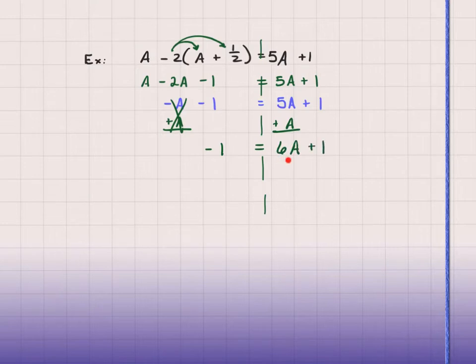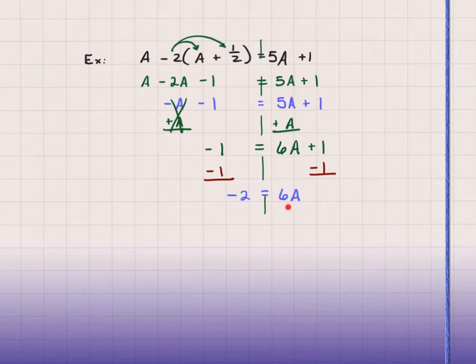All my a's are now together on the right, so I'm going to move any terms that don't have a away from it. So I'm going to subtract this 1 away from that a side. Negative 1 take away 1 is negative 2 equals 6a. So all my a terms are on the right. Everything without an a is on the left.